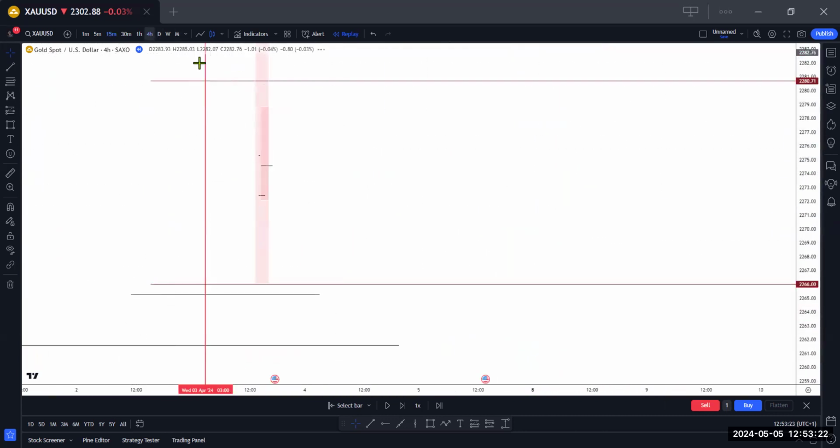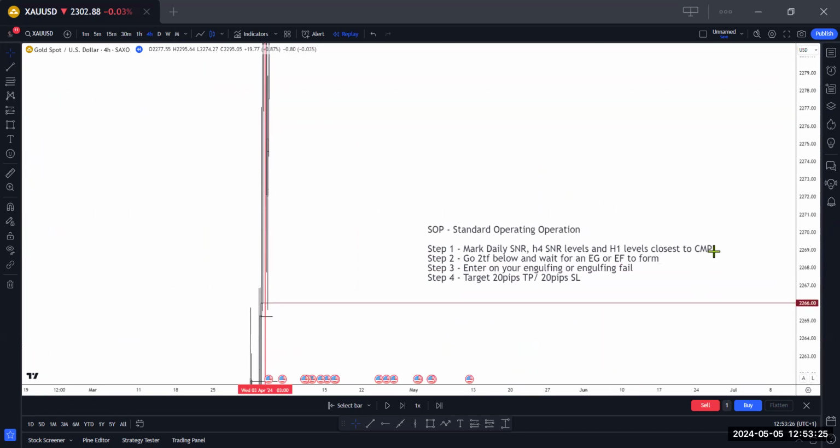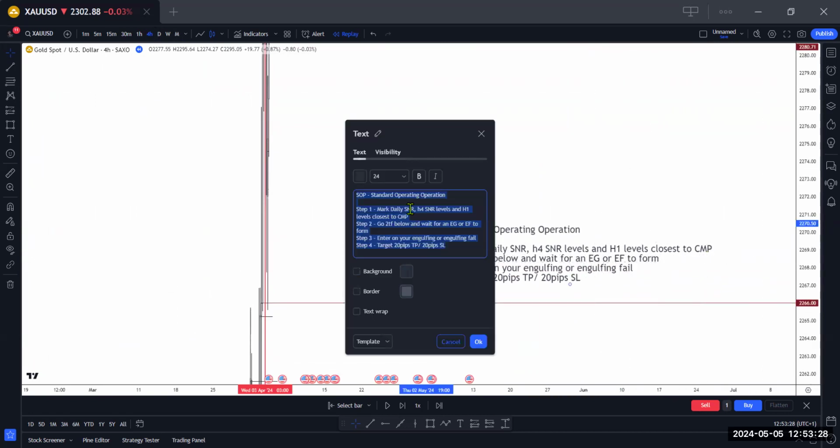Where's our SOP? So now let's add step 1, step 2. Let's add a new step based on MSU. Okay. Step 3. Look for MSU setup, 2 time frame below step 2. Okay, so this becomes our step 4. This becomes our step 5.